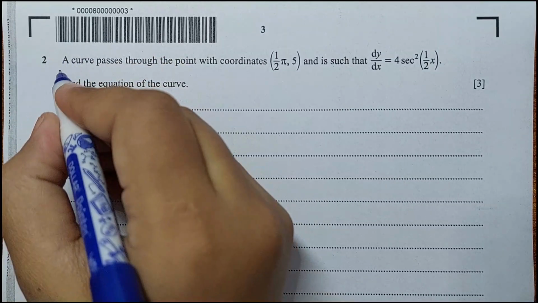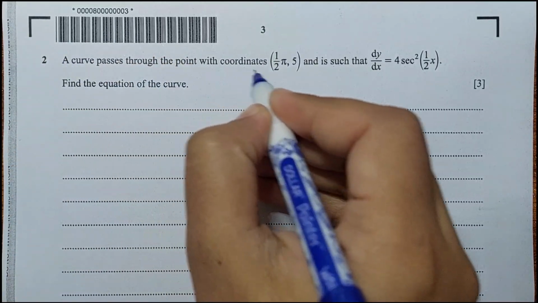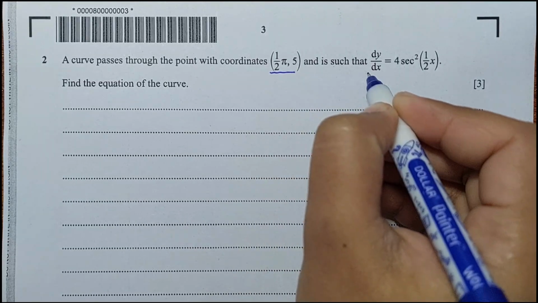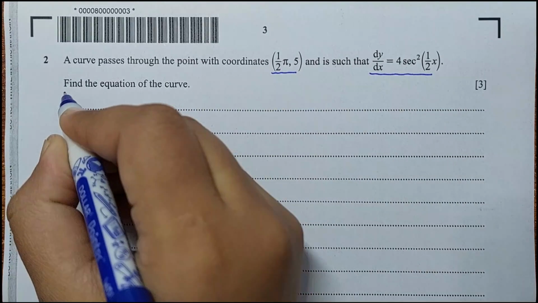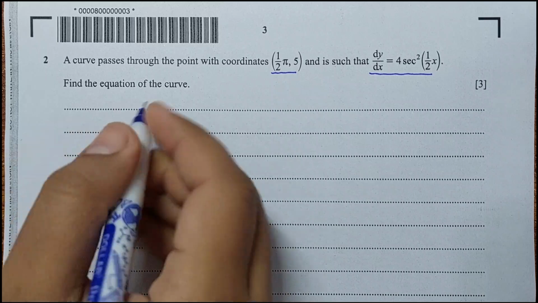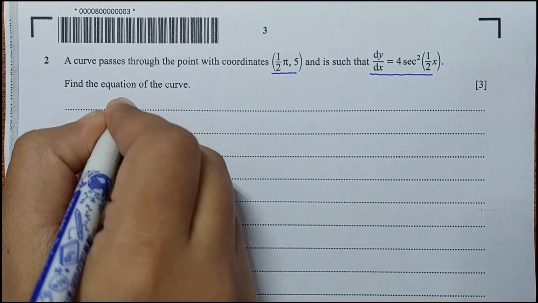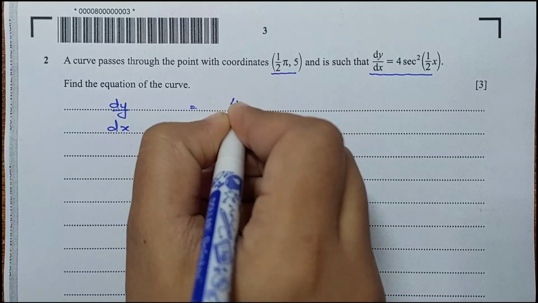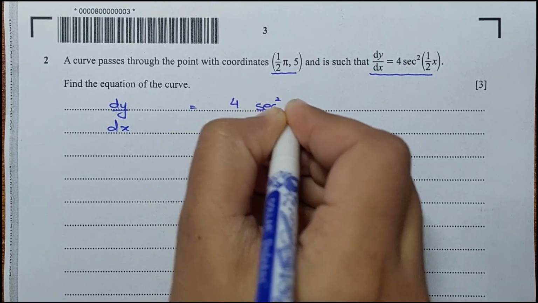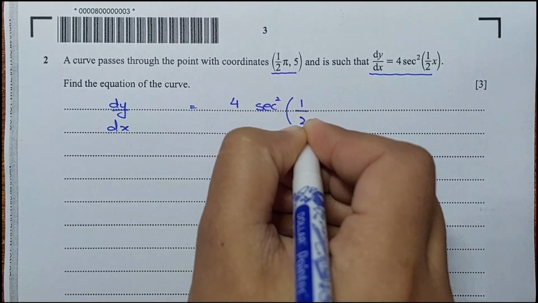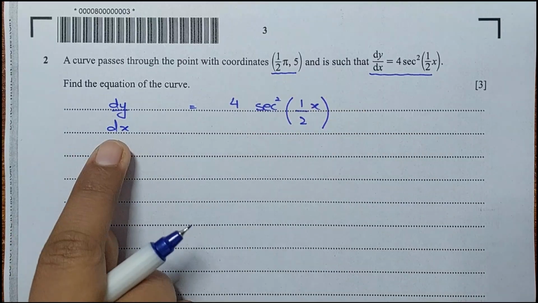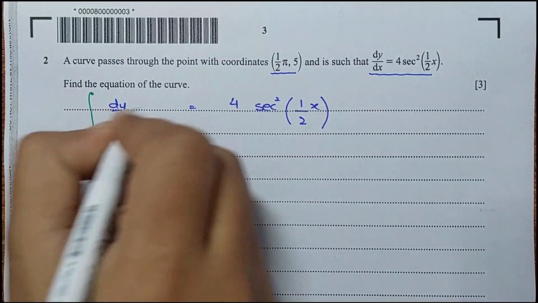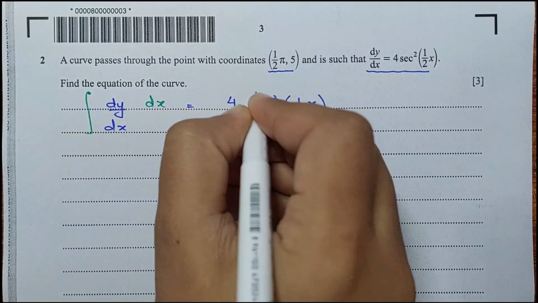Question number 2. A curve passes through the point with coordinates (pi/2, 5), and is such that its first derivative is given to us. Find the equation of the curve. So we have given the first derivative dy/dx equals 4 secant squared (1/2 x). In order to get the equation of the curve, we basically find the value for y. So we have to integrate both sides with respect to x.